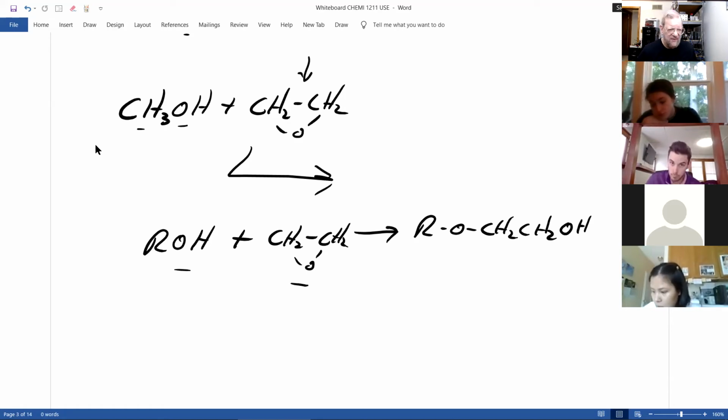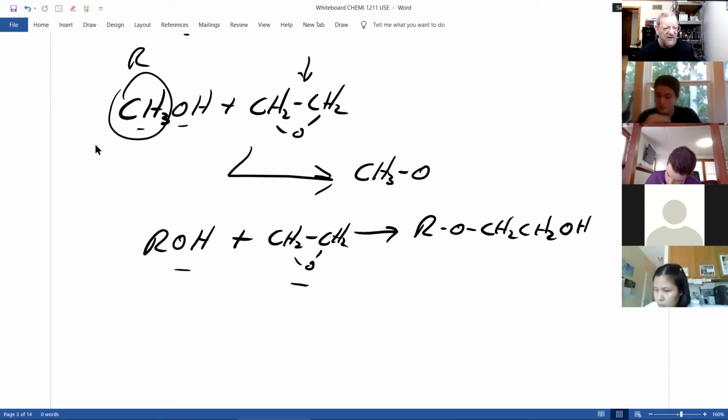And if we look here, what's our methyl? So here I have methyl, my R group, then oxygen. The carbon with the hydroxyl group is the carbon this oxygen is bonded to, then CH2, CH2, OH. And that's how you do it.